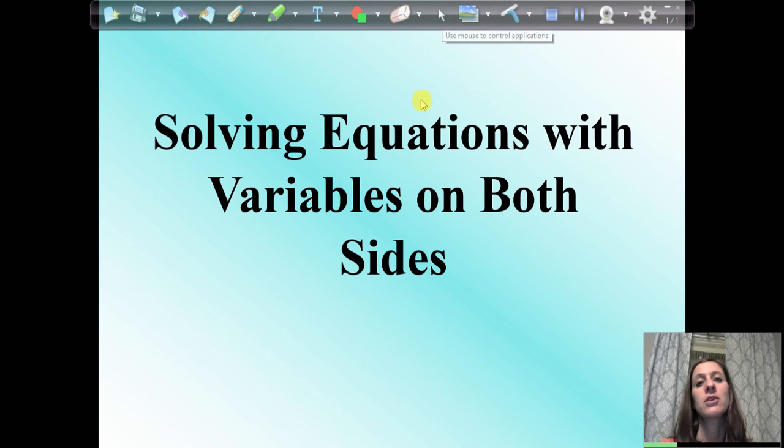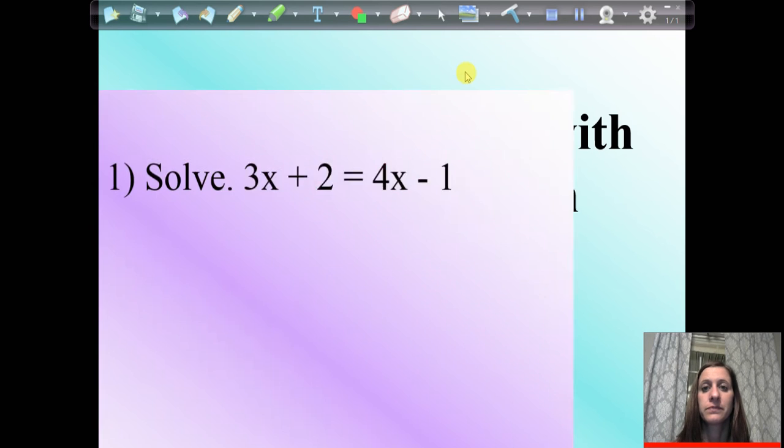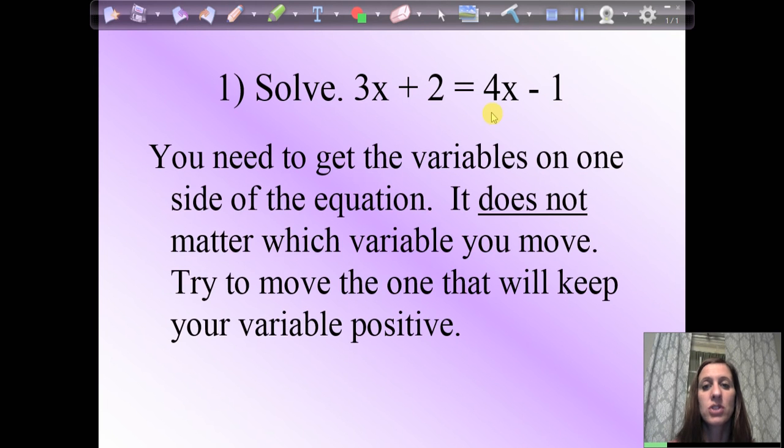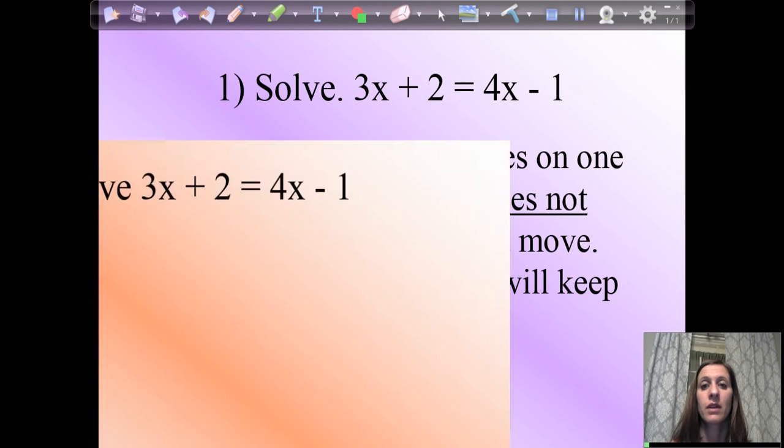For this video lesson, I'm going to show you how to solve equations when you have variables on both sides of your equal sign. So I'm going to give you an equation that looks like this. The important thing to know is that you need to get your variables, either the 3x or the 4x, on the same side of your equal sign, and it doesn't matter which one you move. Ultimately, we will all end up with the same answer.